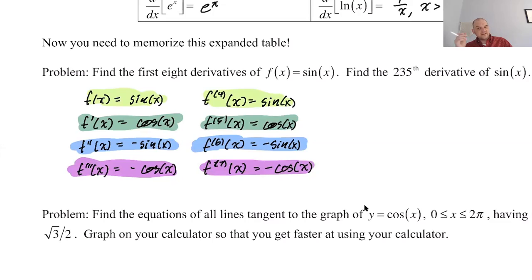Since it takes 4 derivatives to repeat, the 24th derivative, 24 is divisible by 4, right? You're going to get 6 and then a remainder of 0. Since you get a remainder of 0, the 24th derivative is going to be the same as the original function. If you divide and get a remainder of 1, so the first derivative, the 5th, the 9th, the 13th, those are all going to be cosine. If you divide by 4 and get a remainder of 2, the second derivative, the 6th, the 10th, the 14th, the 18th, whatever, is always going to give me negative sine.